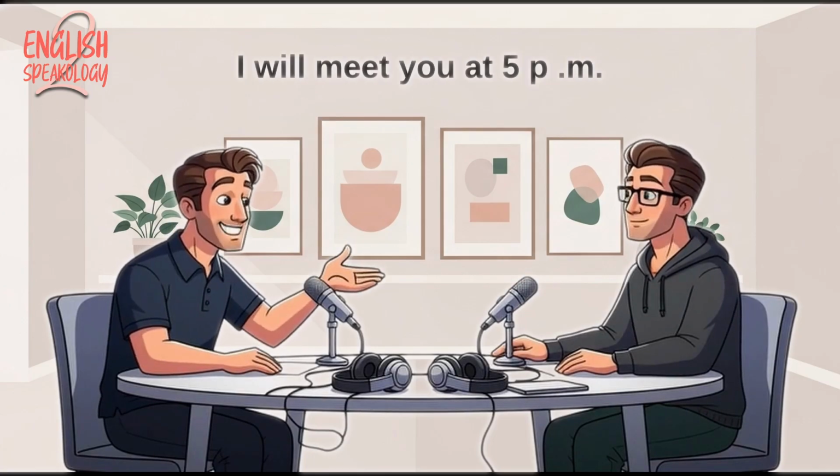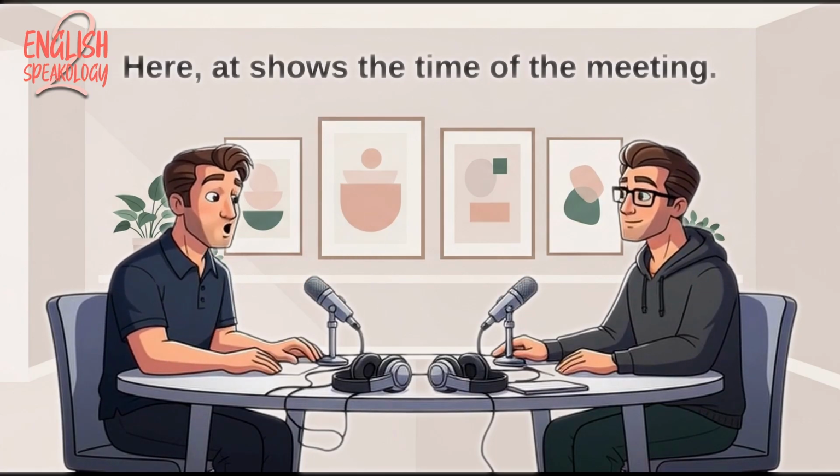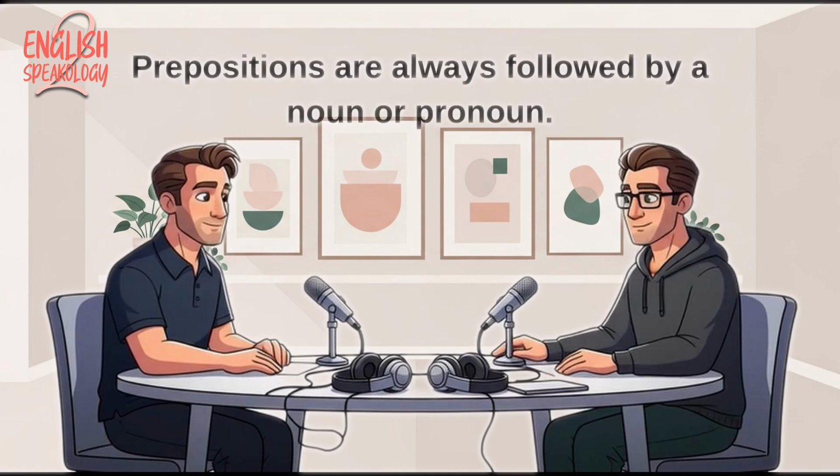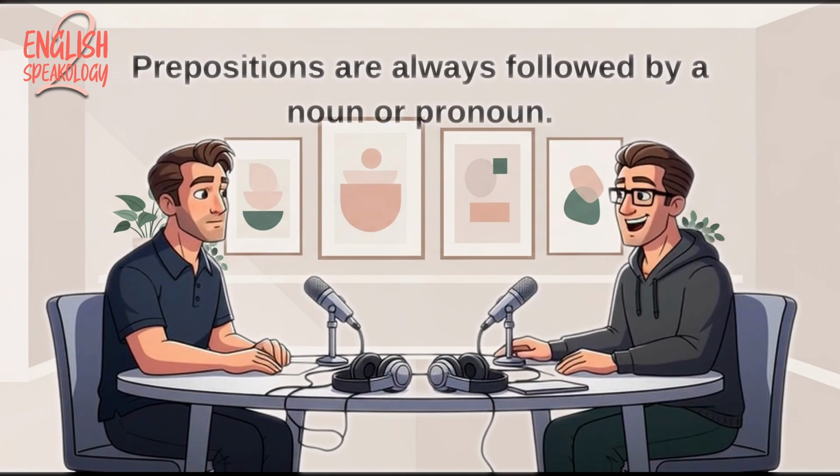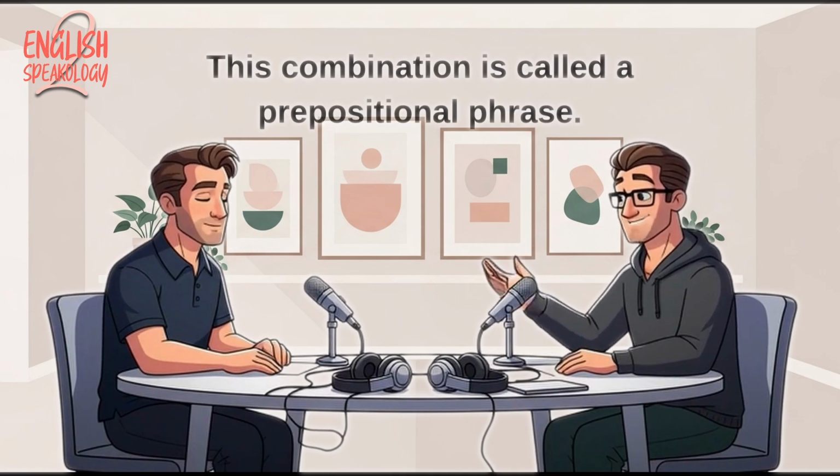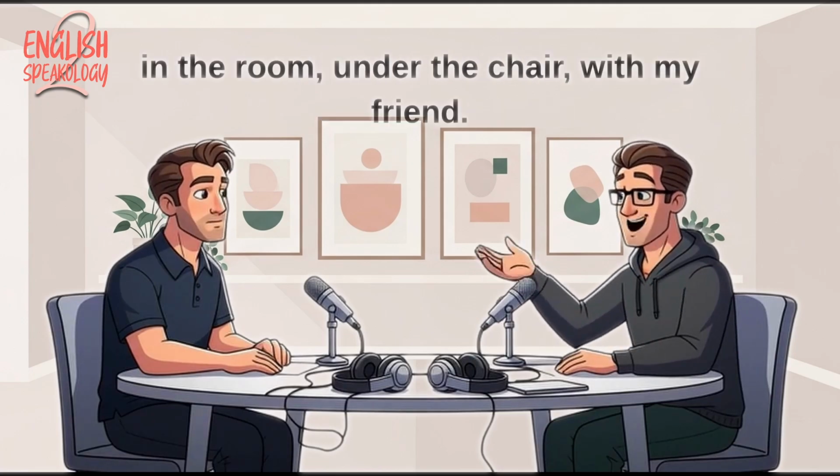Another example, I will meet you at 5 p.m. Here, at shows the time of the meeting. Prepositions are always followed by a noun or pronoun. This combination is called a prepositional phrase. For example, in the room, under the chair, with my friend.